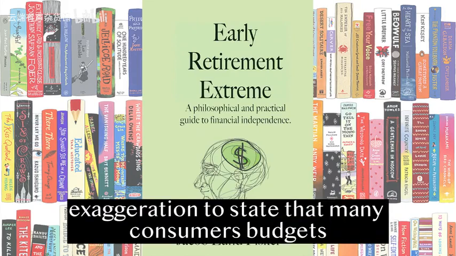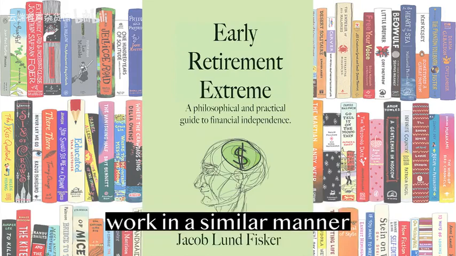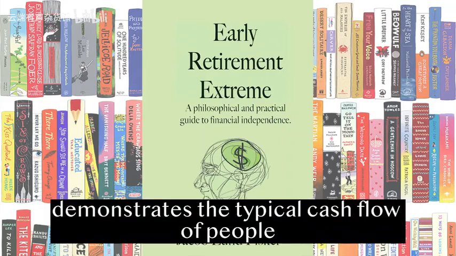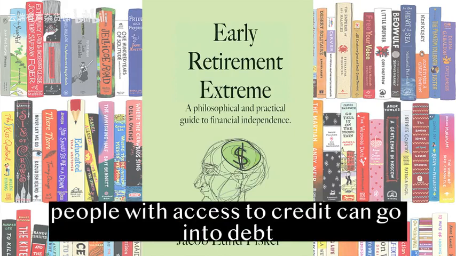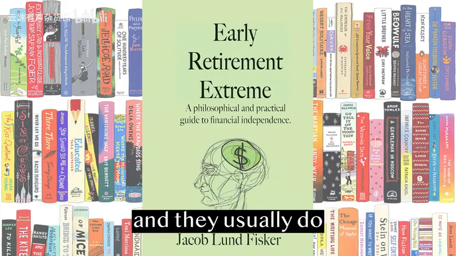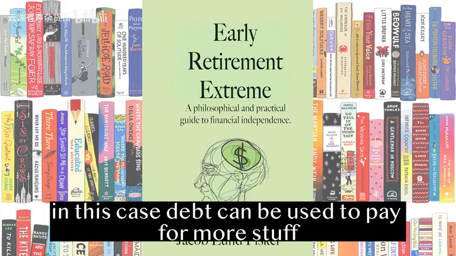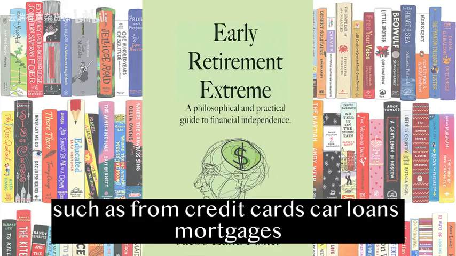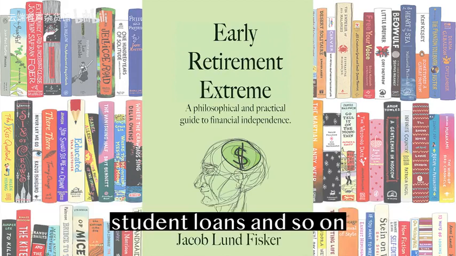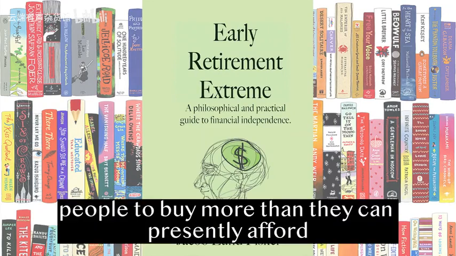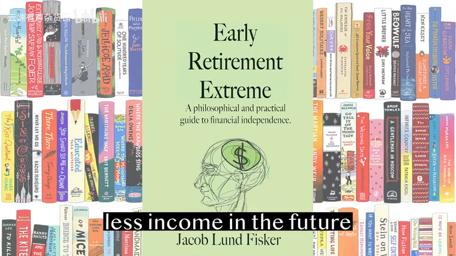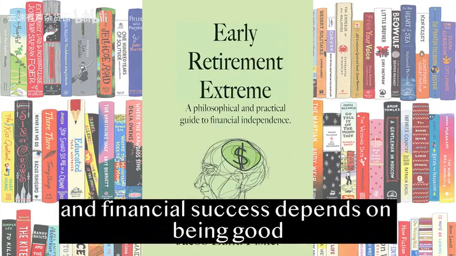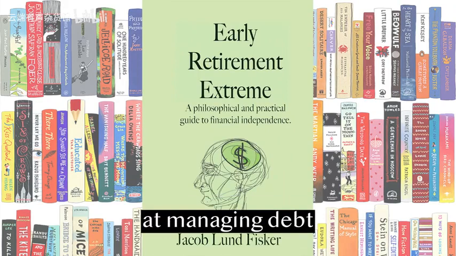It wouldn't be an exaggeration to state that many consumers' budgets work in a similar manner. The earlier example demonstrates the typical cash flow of people without credit. People with access to credit can go into debt, and they usually do. In this case, debt can be used to pay for more stuff, and wages can be used to pay for debt, such as from credit cards, car loans, mortgages, student loans, and so on. This allows people to buy more than they can presently afford in exchange for less income in the future. Few people pay cash anymore, and financial success depends on being good at managing debt.